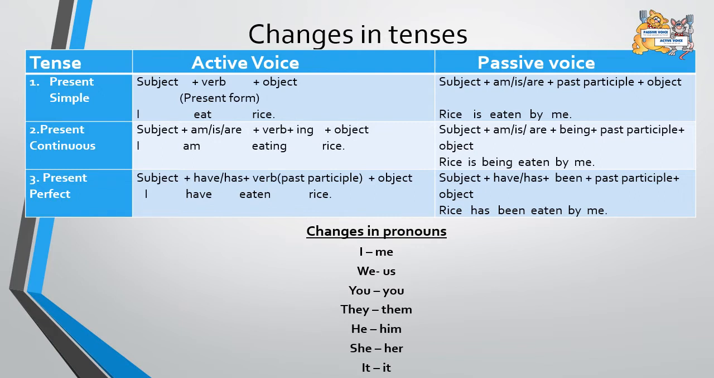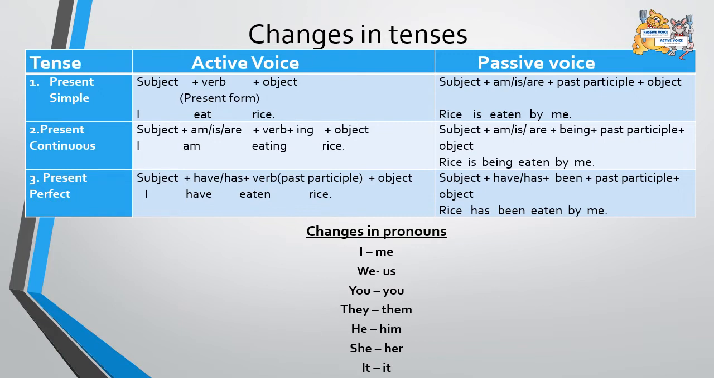The passive voice formula of present continuous tense is subject plus am, is, or are plus being plus the past participle form of the main verb plus the object. The passive voice formula of present perfect tense is subject plus have or has plus been plus past participle form of the main verb plus the object.